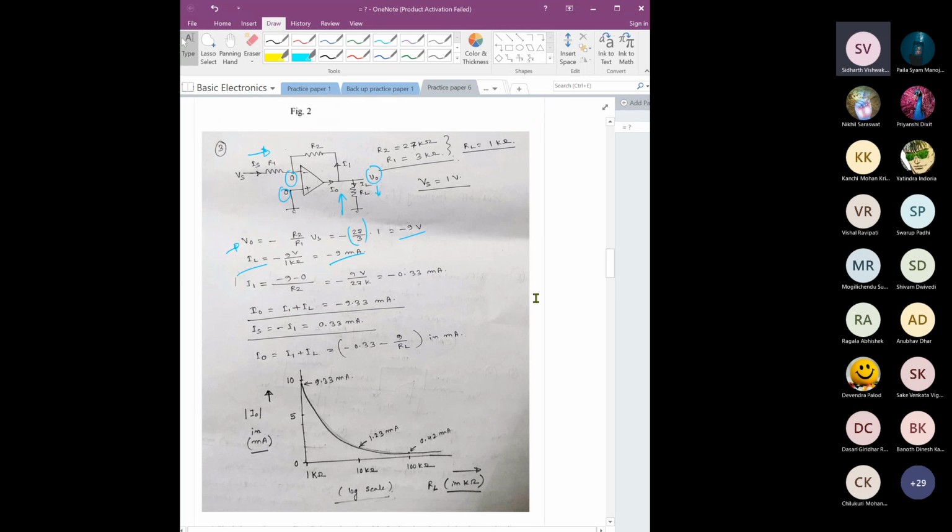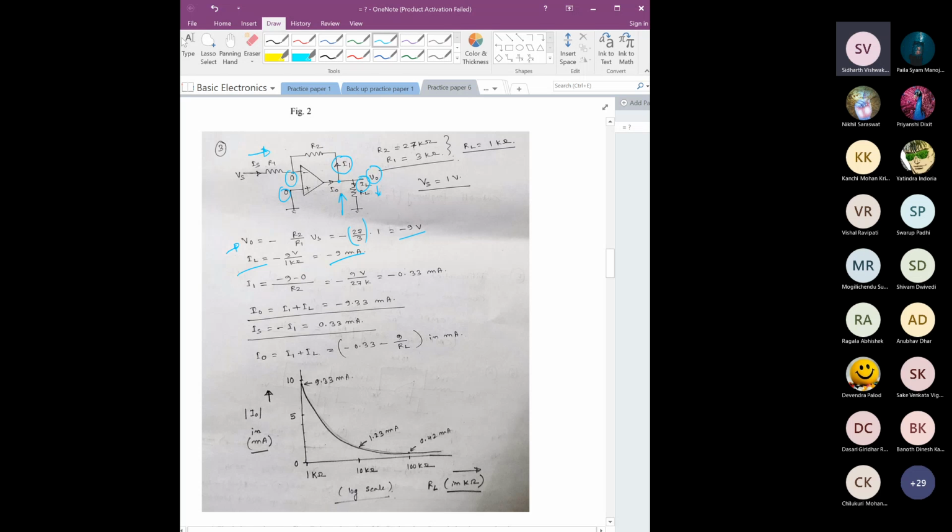Okay, so what about this I1? Now we know IL. If we can find I1, then from here if we apply KCL, I1 plus IL, we can find the value of I naught, right? So what will be the value of this I1? That is the current flowing through the feedback path.